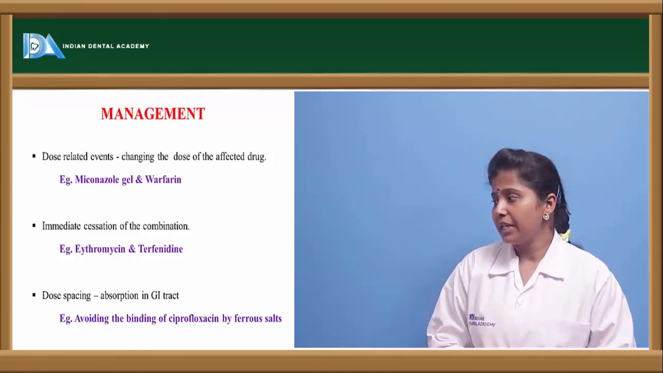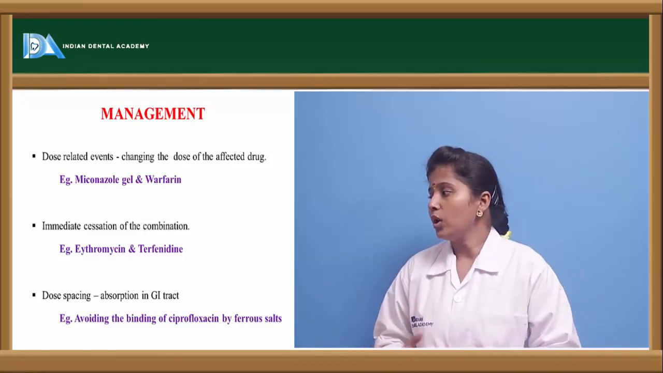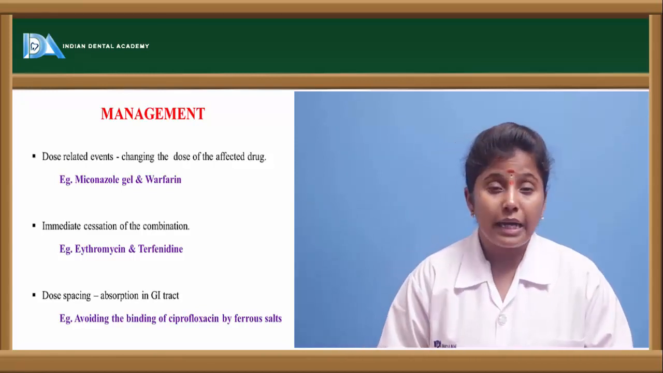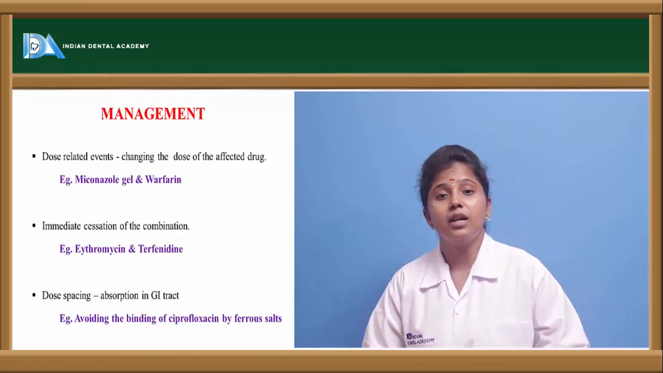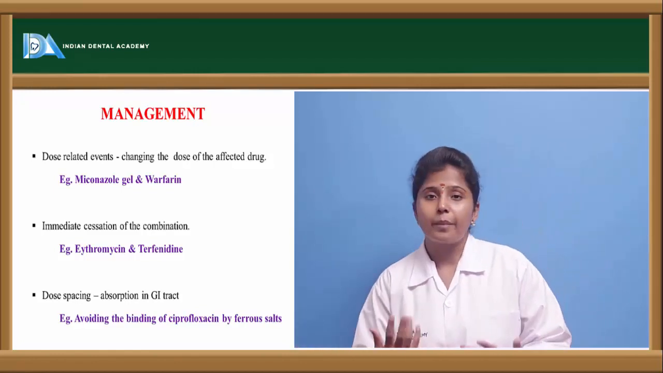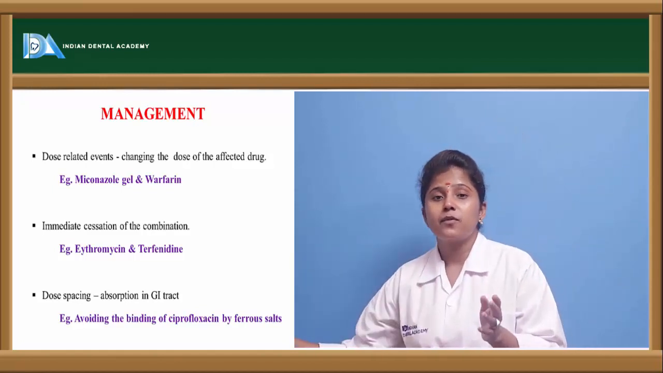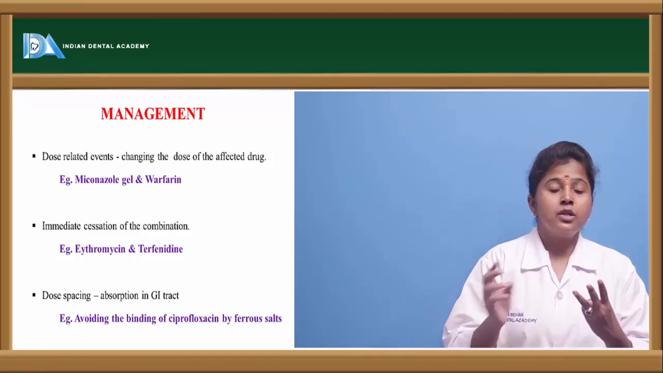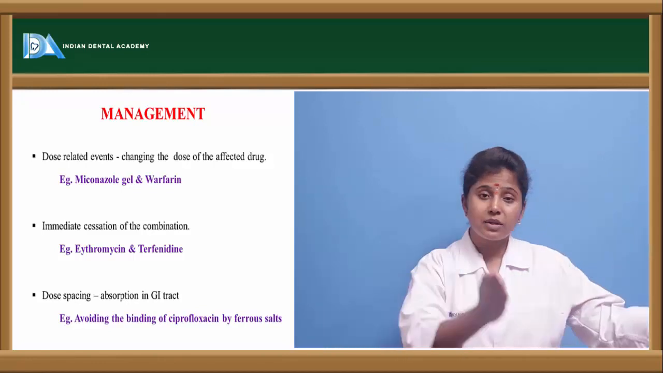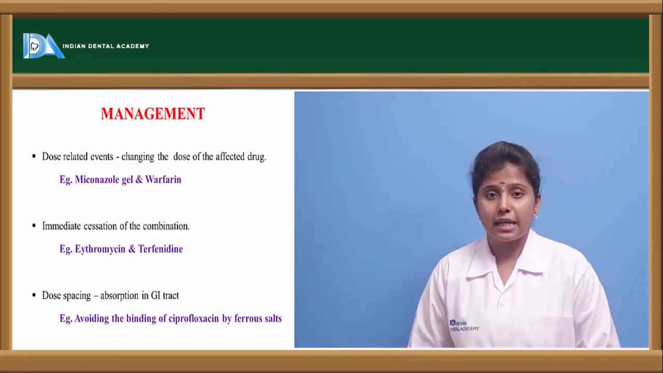For example, take a drug like ciprofloxacin. Ferrous salts avoid the binding of ciprofloxacin. If ferrous ion preparations are there, they will alter the ciprofloxacin absorption or binding. So for dose spacing, for example, ciprofloxacin should be taken thrice a day: one in the morning, afternoon and evening. Some time gap should be there between the dosing in order to prevent the interactions of the drug.